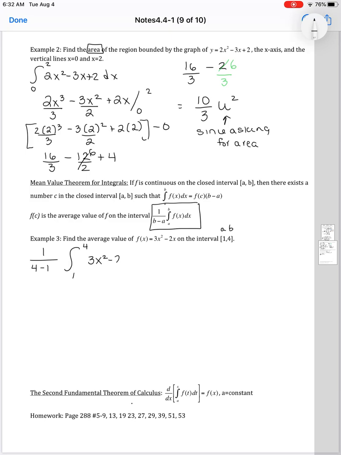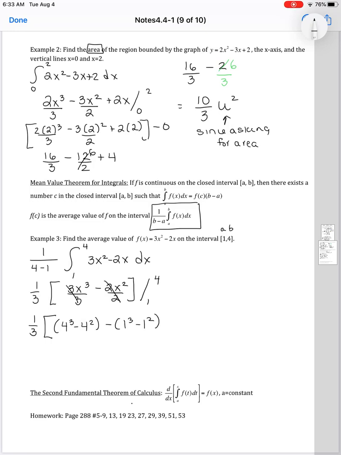So first thing we're going to do, here's our a and our b. So 1 over b minus a integral from a to b of our function, 3x squared minus 2x dx. So we have a 1/3 hanging out front, and I'm going to first integrate. So I get 3x to the third over 3, 2x squared over 2, which I'm evaluating from 1 to 4. 3's cancel, the 2's cancel. So I have 4 to the third minus 4 squared minus 1 to the third minus 1 squared.